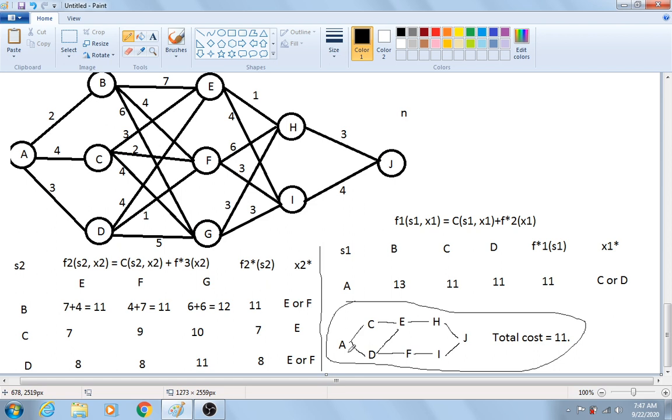I repeat, the first route is ACEHJ. The second route is ADEHJ. And the third route is ADFIJ. And the total cost of those 3 routes is 11. And I think that is it for the introduction to dynamic programming. And thank you very much.